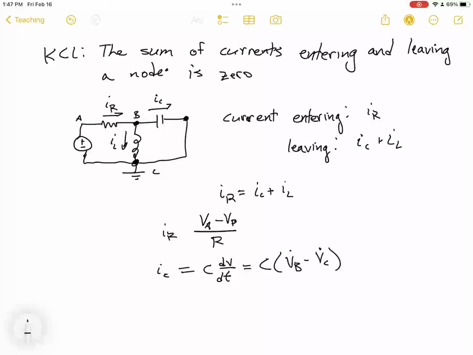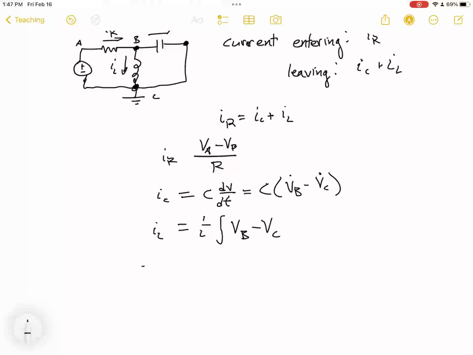And then IL is an integral. It's going to be equal to 1 over L times the integral of, again, you start where the current starts and subtract where the current ends, VB minus VC. And there's some taus in there, which I'm leaving out, but it's the integral of the voltage.